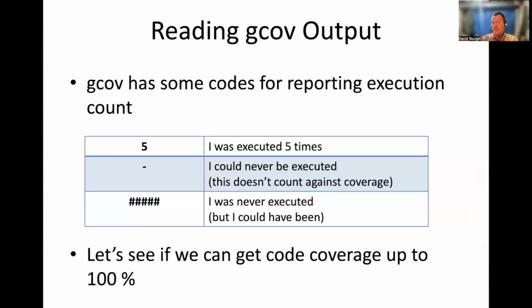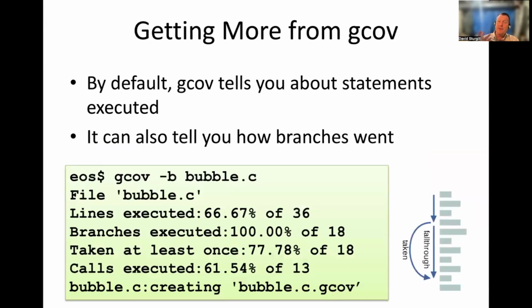We already talked about this. This is how to make sense of the value over at the left end of each line. We went in and tried to get coverage all the way up to 100%, and it wasn't too hard to do that. But we can look at coverage at a little bit finer granularity if we ask for branch coverage instead of just statement coverage. Without any special option, gcov reports on which statements got executed and how many times they got executed.